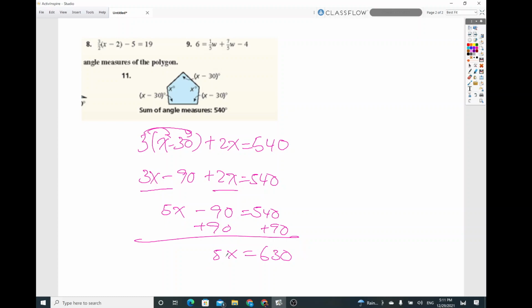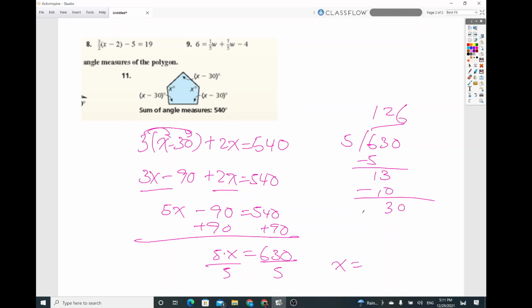And then for 5, multiplication, inverse operation, divide by 5. So x, so 630 divided by 5 without the calculator, so just do the long division. So 1 times 5, that's 5, subtract, get a remainder, so 1, bring down the 3. So 2 times 5, that's 10, subtract, get a new remainder, so it's 3. Bring down the 0, so 6 times 5, which is 30. So it's 126. So x is 126.